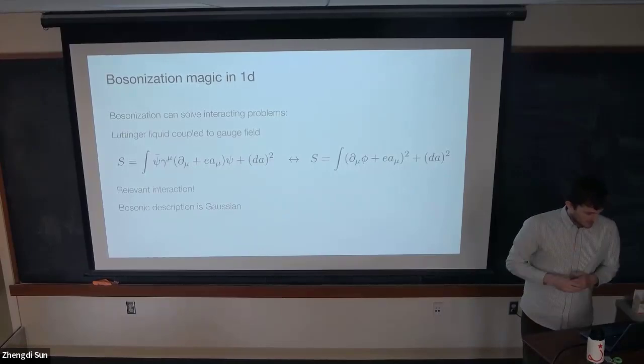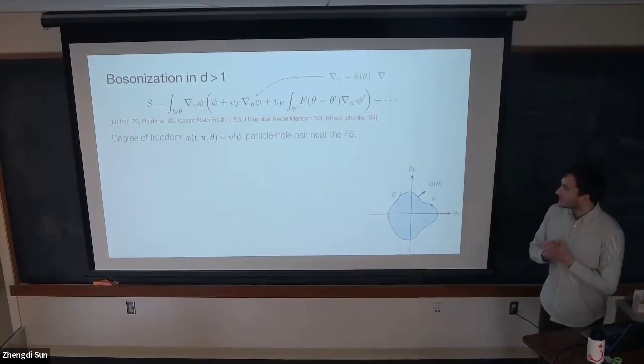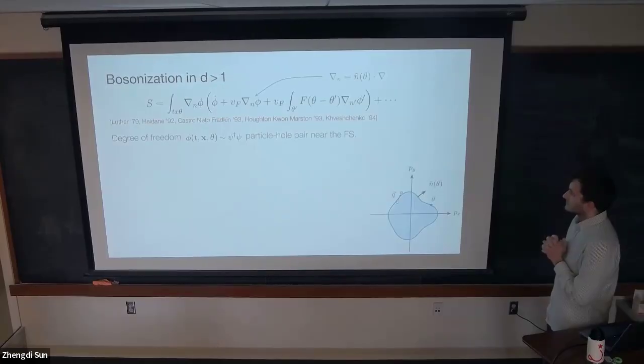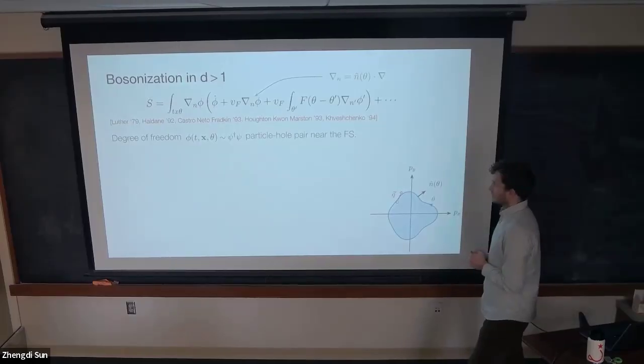So that's, unfortunately, the world is not as simple as 1+1d Dirac fermions, but that's some motivation for the hopes for bosonization. So there have been efforts for quite some time, for several decades, inspired by this 1+1d bosonization, to describe Fermi surfaces in this way.